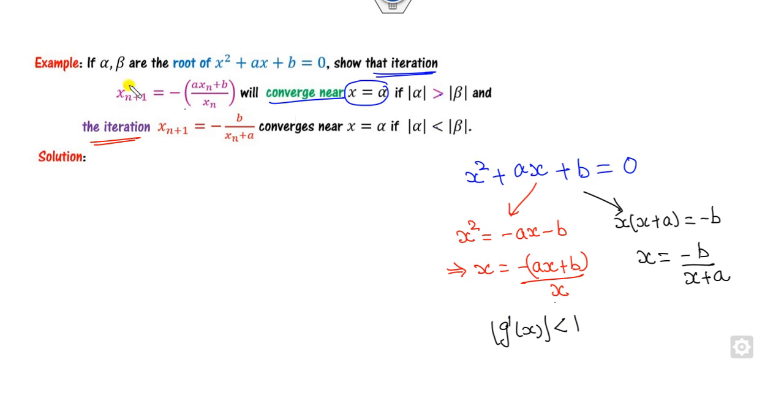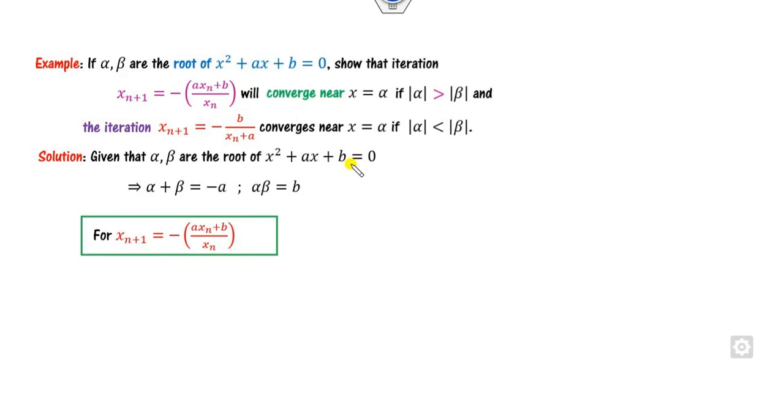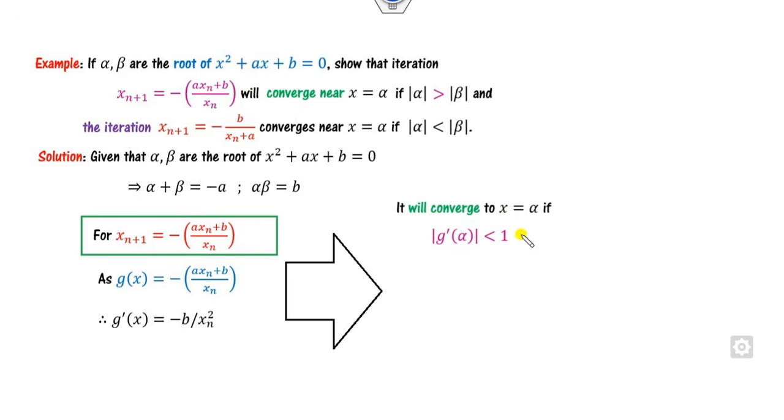Similarly for here. So you can see these are my two equations. This is my first equation, this is my second equation. Now alpha and beta are the roots of the equation, so the sum of the roots and the product of the roots are given to you. Now for the first case, when will it be convergent? Fixed point will be convergent only when these conditions hold about the point alpha. So we can substitute this value of alpha here.